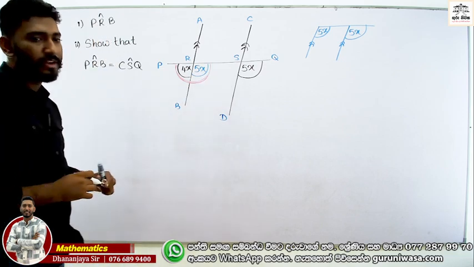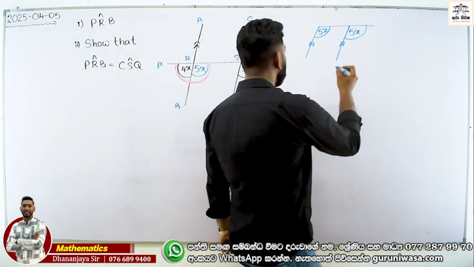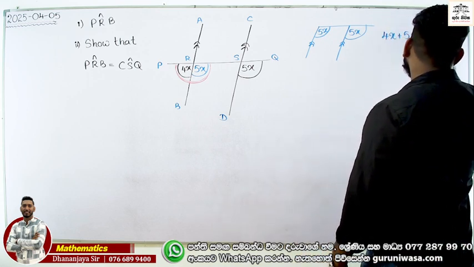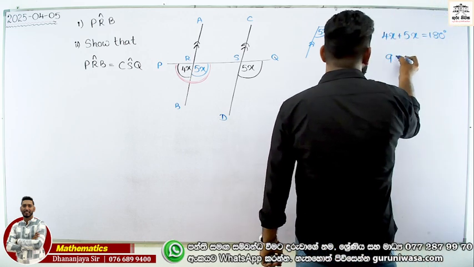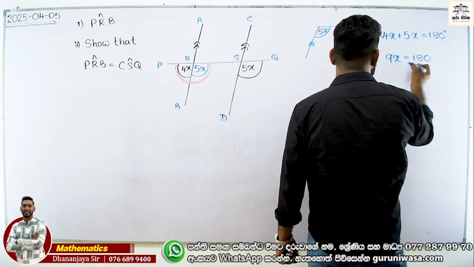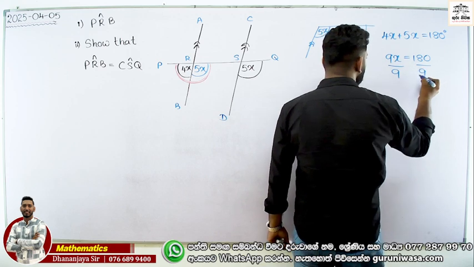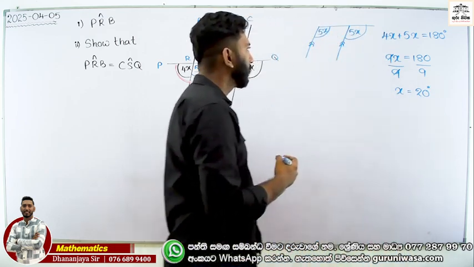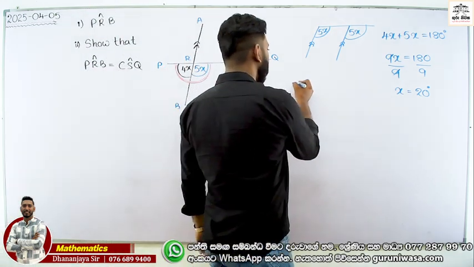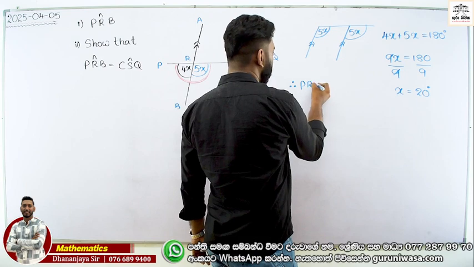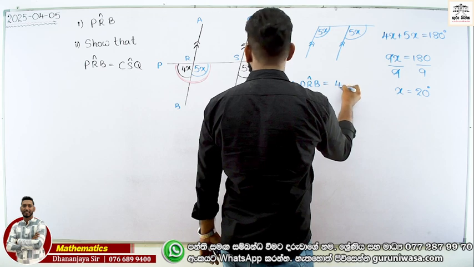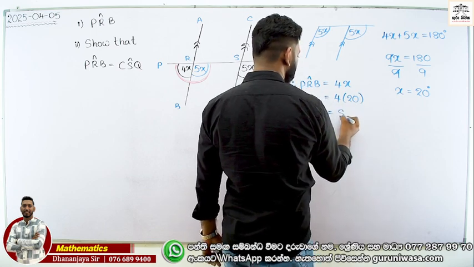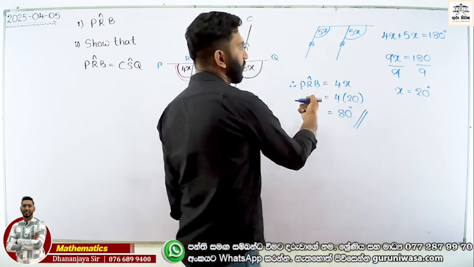Now we can write 4x plus 5x equals 180. 9x equals 180. Now you can divide by 9. Then x becomes 20 degrees. First question, find the PRB. Therefore, PRB equals 4x. Then x is 20, therefore 4 times 20 becomes 80 degrees. This is the answer for the first one.